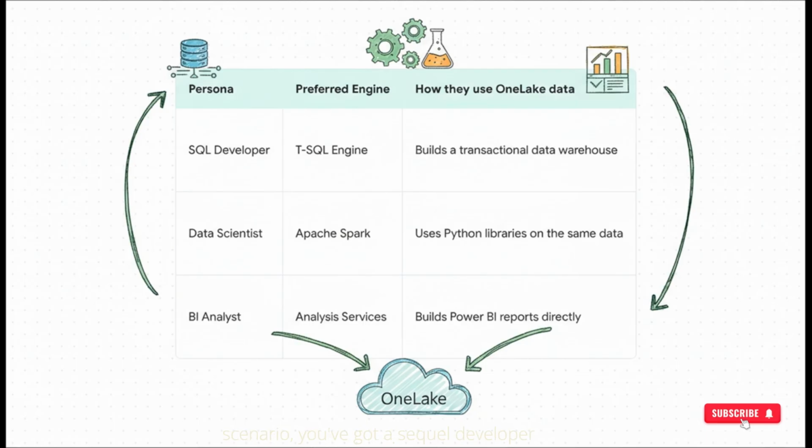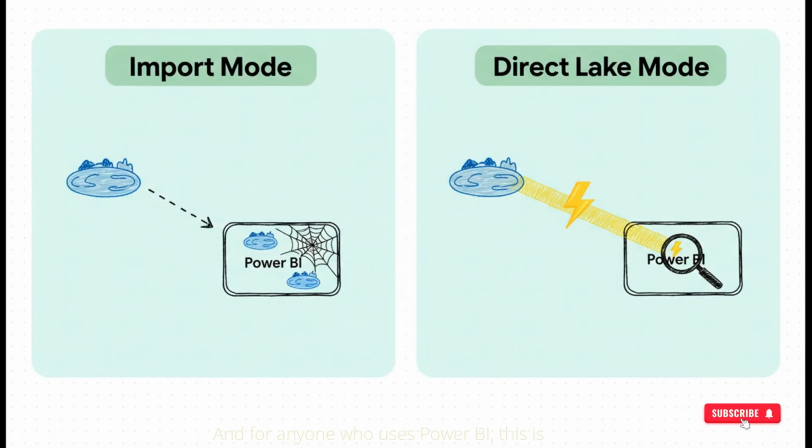Just imagine this scenario. You've got a SQL developer, and they're happily using T-SQL to build out a really robust transactional data warehouse. That data is sitting there in OneLake. At the exact same time, a data scientist can use Apache Spark and their favorite Python libraries to run machine learning models on that exact same data. And meanwhile, a BI analyst can connect directly with Power BI to build reports. It's one copy of the data serving 3 completely different people with their own preferred tools. There's no friction and zero data movement. It's fantastic.